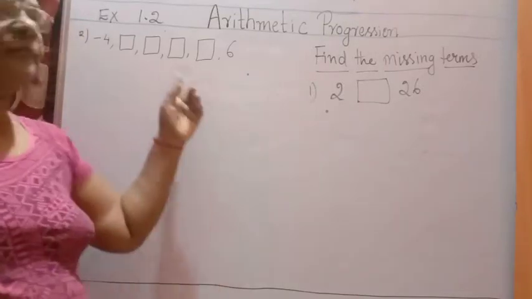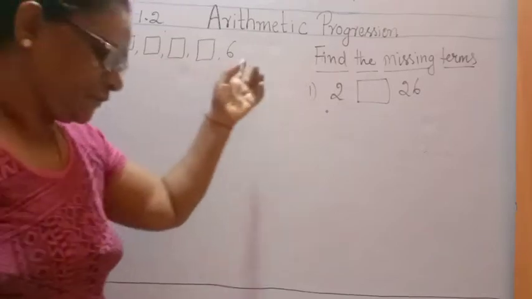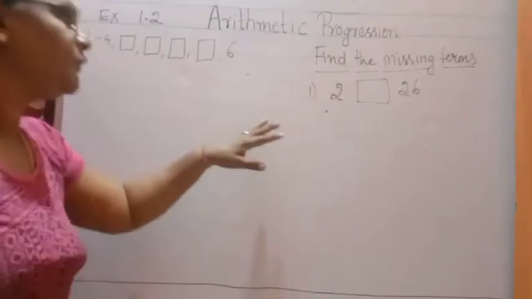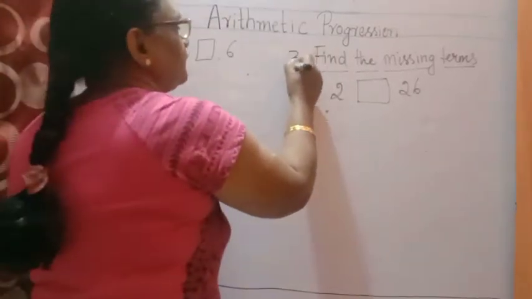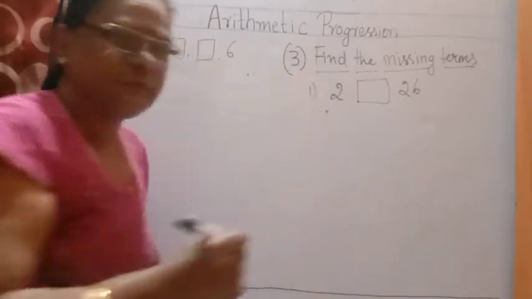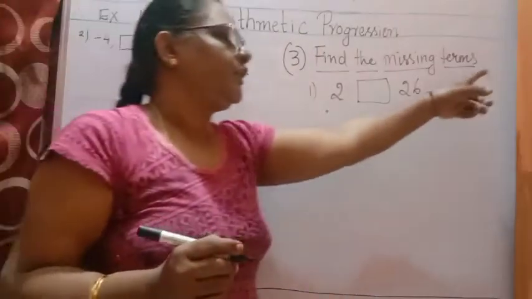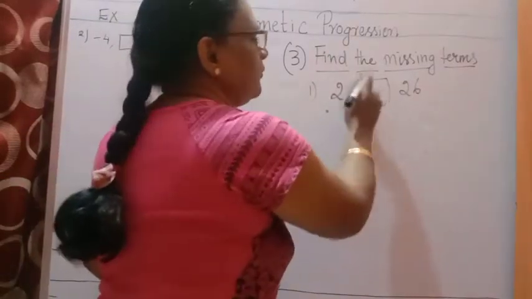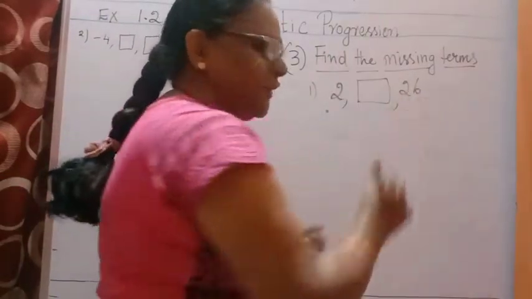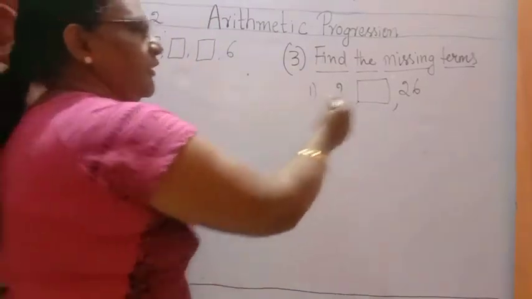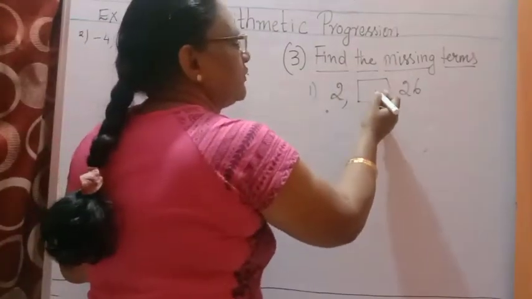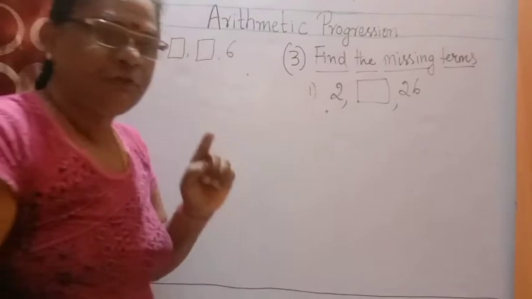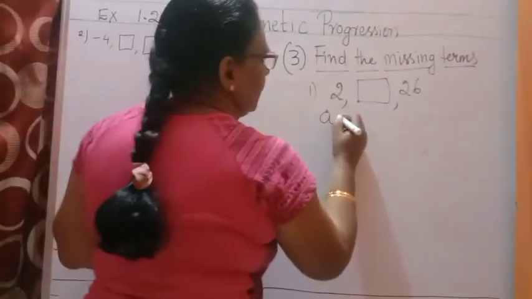Next, same exercise, continuation, third main heading: find the missing terms. Okay, here we have three terms, 2, dash, 26. This is the first term, second term, third term. The first term is nothing but your A.